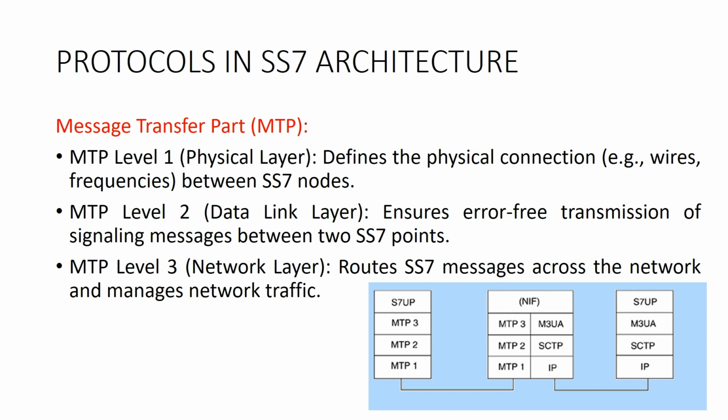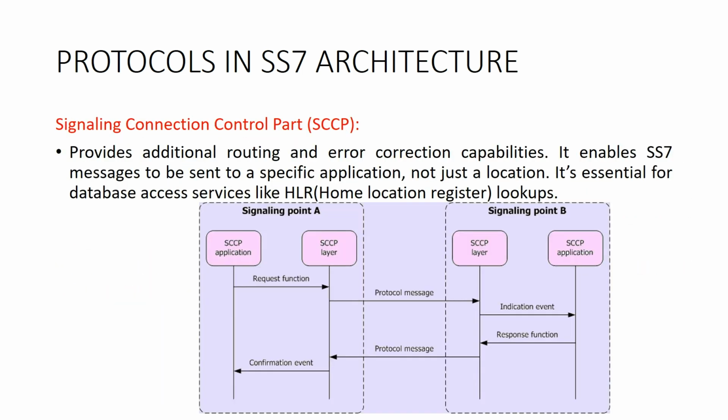The other part after the MTP is the signaling connection control part, which is nothing but the SCCP. SCCP can be divided into two layers: application layer and SCCP layer. From the applications, it sends the request to the SCCP network layer part. From that, the protocol sends the messages to reach signaling point B, that is the second point. From the receiver part, it again retransmits the request, and the responses are retransmitted.